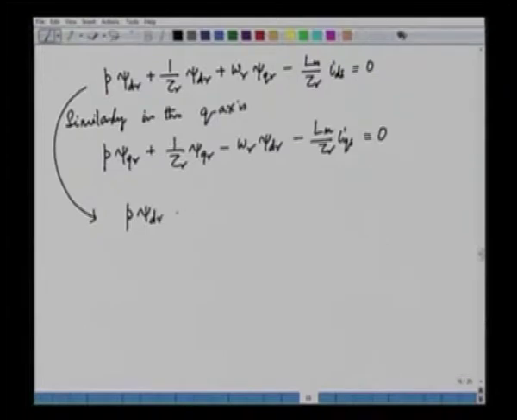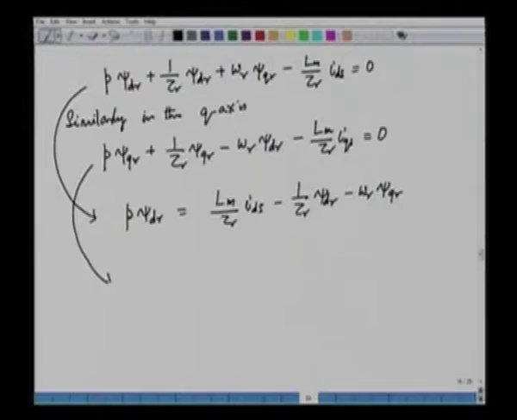If you want to evaluate P psi dr, that is equal to Lm by tau r into IDS minus 1 by tau r into psi dr minus omega r psi qr, and this equation will give us P psi qr, that is equal to Lm by tau r into psi qs minus 1 by tau r into psi qr plus omega r into psi dr. So, these two equations, if they are simplified, if they are solved, will give us psi dr and psi qr respectively.